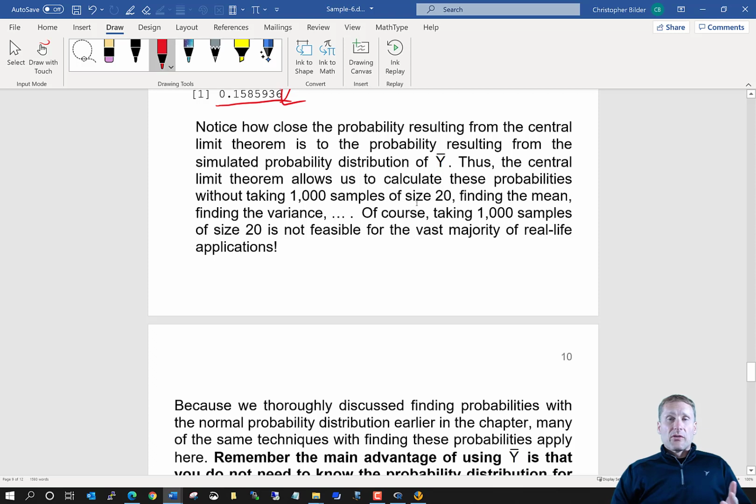Now, the purpose of this was just to give you a proof by example. It's not a formal proof. A proof by example that indeed the central limit theorem does hold. In an actual situation, you're not going to take 1,000 samples of size 20 to do something like this. In terms of the GPAs, take 1,000 samples of size 20 GPAs from a university. But rather, because this worked out, we can simply rely on the central limit theorem alone and calculate probabilities.